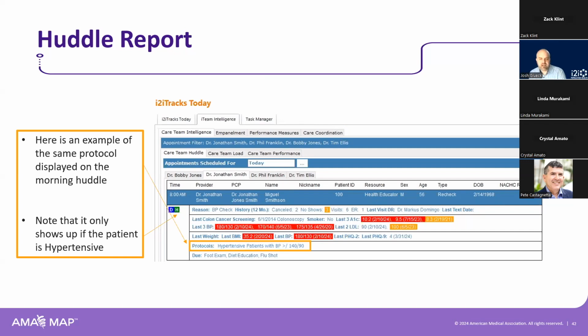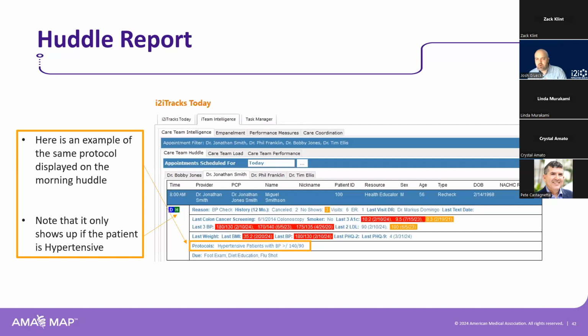This is an example of a hypertensive patient, which you see in that green lettered H. This will always show up if the patient has a diagnosis of hypertension. We've just created a quick protocol, as you saw on the previous screen, that says hypertensive patients with blood pressure greater than or equal to 140/90. I messed up the equal sign, but you get the idea.